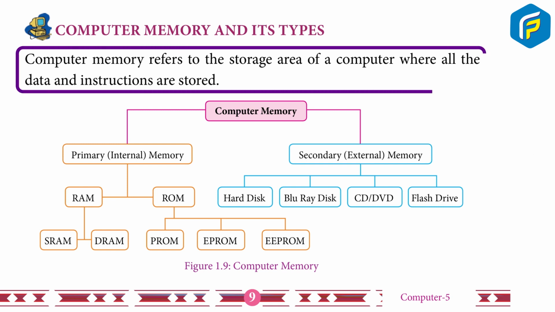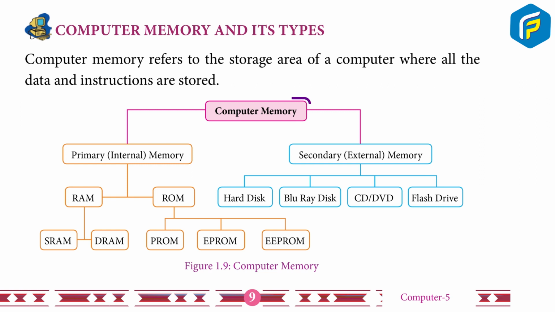Computer memory refers to the storage area of a computer, where all the data and instructions are stored. Computer memory: primary internal memory: RAM, ROM. RAM: SRAM, DRAM. ROM: PROM, EPROM, EEPROM. Secondary external memory: hard disk, Blu-ray disc, CD, DVD, flash drive.